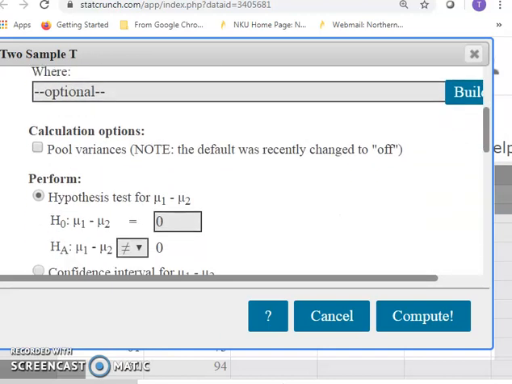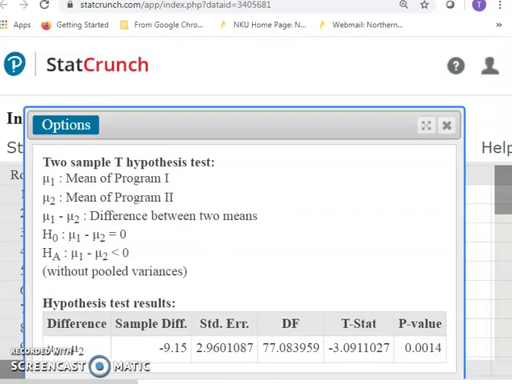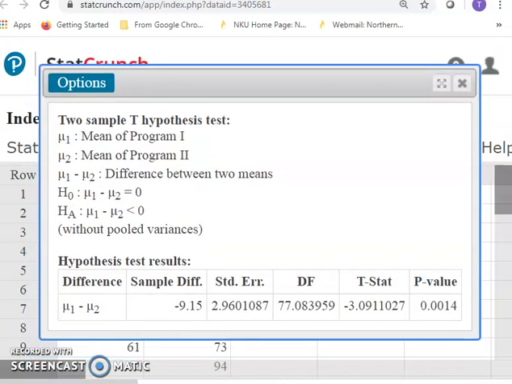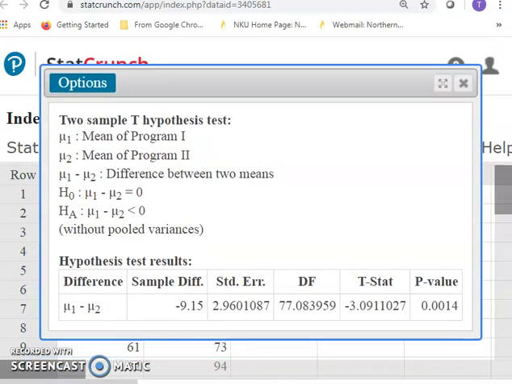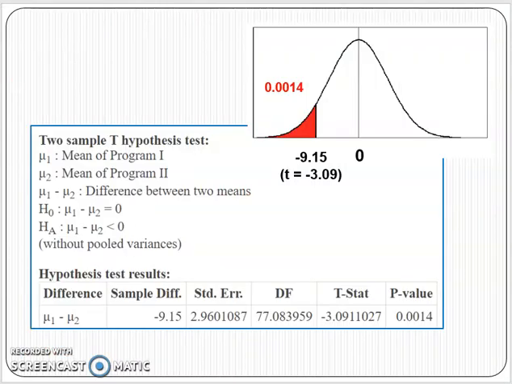Scroll down, we're doing a hypothesis test. The mean of the differences is 0 versus the alternative that the difference in the means is less than 0. And compute. And that gives you the statistics for the hypothesis test. Now, on StatCrunch, okay, I have copied those values here.